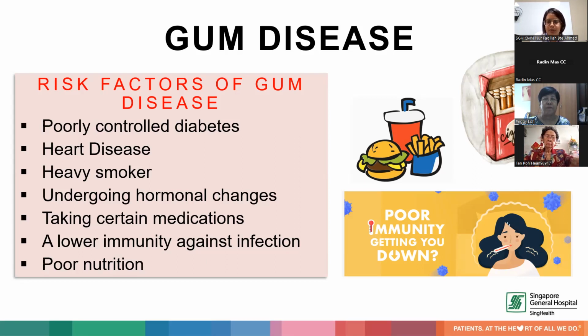Next, a lower immunity against infection. When your body's defense system is very weakened, it is more susceptible to germs, and your mouth contains a huge number of germs that can actually cause serious infection.